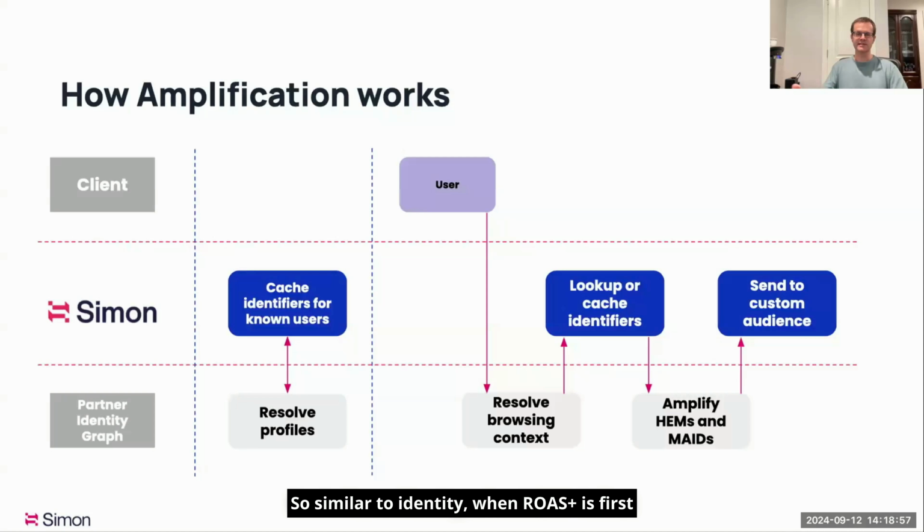So similar to Identity Plus, when ROAS Plus is first enabled, Simon begins caching identifiers from our partner's identity graph for known users. However, when a user, known or anonymous, browses your site, Simon receives an identifier from our partner identity graph regardless. And that can be exchanged for additional hashed email addresses and mobile ad identifiers. So this is how both anonymous and known profiles are amplified in order to boost match rates in downstream custom audiences. With more hashed emails and more mobile ad identifiers for each individual, Simon's more likely to find the user's account in those downstream channels.